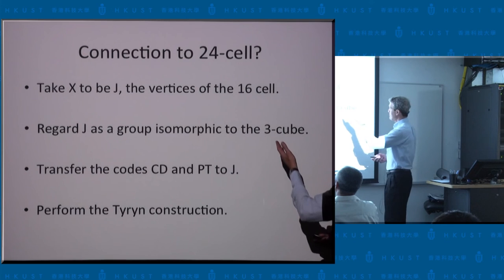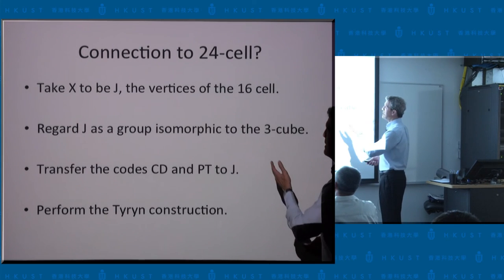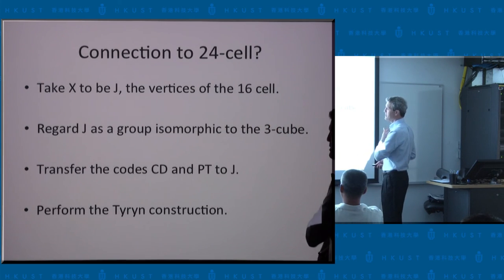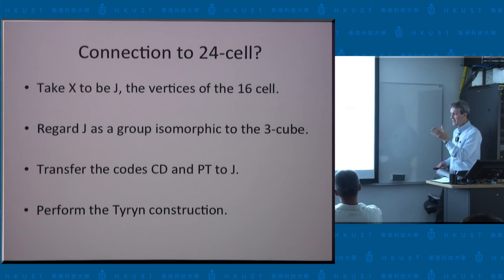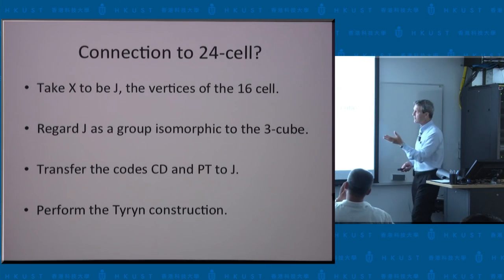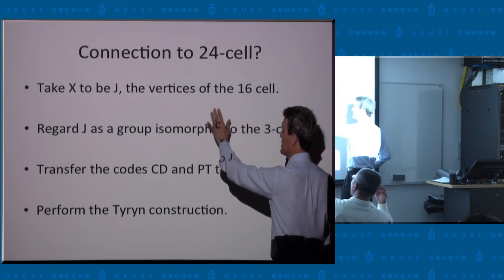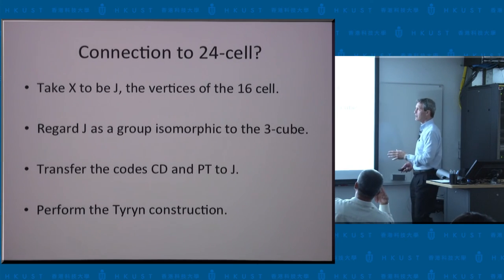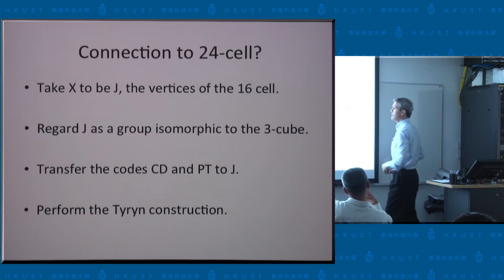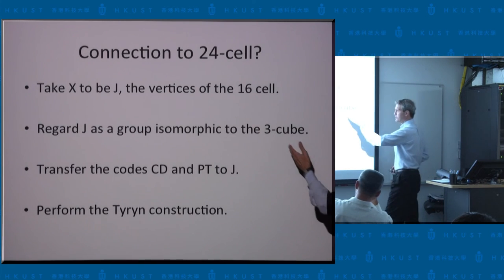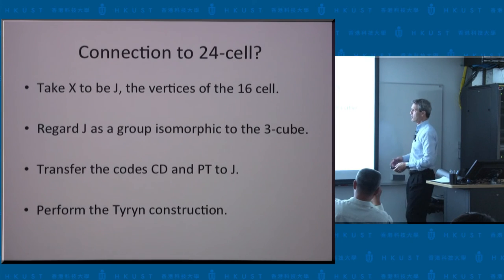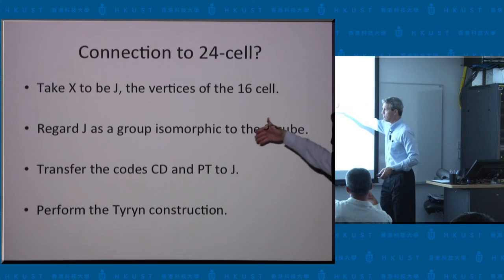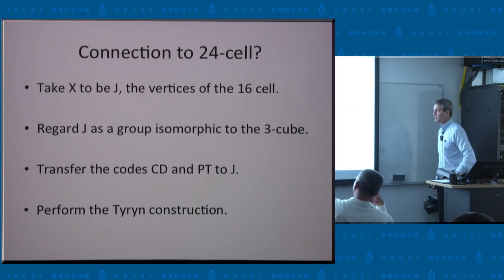Well, the 24 cell has 24 vertices, that's pretty good. But not only that, it naturally falls into three sets of eight vertices, namely the vertices of the 16 cell and the two transforms of that inside the 24 cell. And J can be thought of as a group isomorphic to the 3 cube, so we can transfer these two codes to J by means of this isomorphism and perform the Turyn construction.